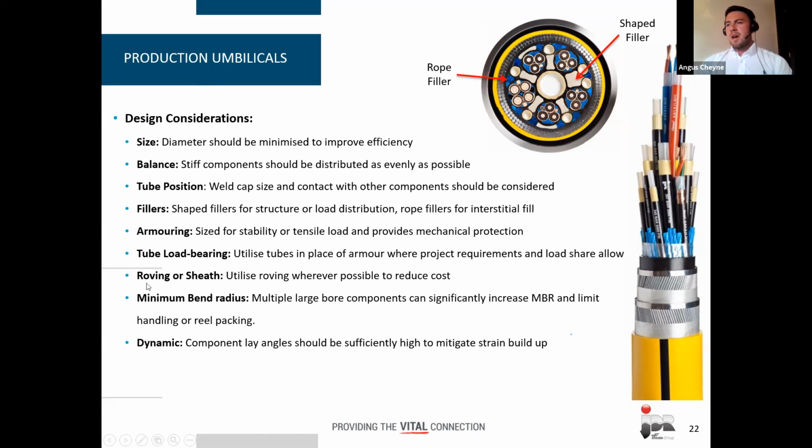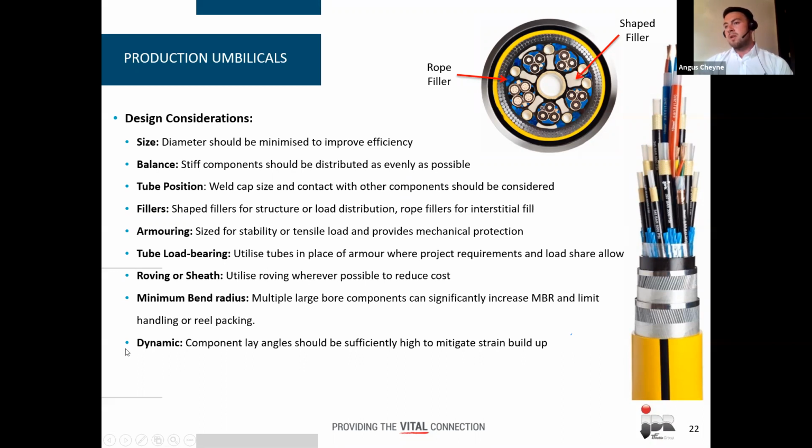So in terms of the outer layer, a good consideration is that instead of using extruded sheath as mentioned here, if it's possible for project requirements, it is much cheaper to use an outer roving, which is generally used on cables, and in my opinion it's not used enough for umbilicals, so that's certainly a good consideration to have.